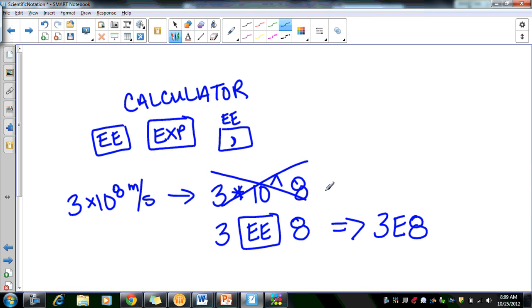Now, whenever you get an answer like this, do you have to put all of this down? Yes. You cannot have an answer of 3. 3 and 3 times 10 to the 8 are two completely different numbers. Again, think of money. $3 is not the same as 3 times 10 to the $8. So you have to put your exponent on the end.